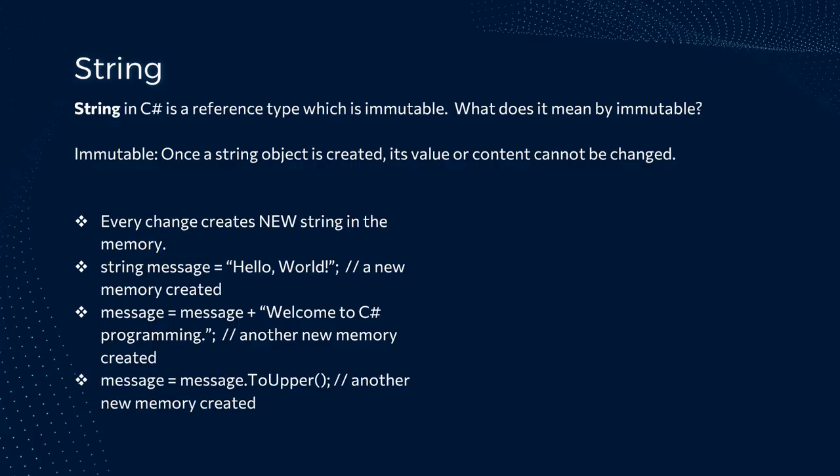And here you can also see, if you do message equal to message dot ToUpper, then again a new memory gets created. Now if you print Console.WriteLine message, you are just printing the last object. So what about the objects which are already created and are in memory? They remain there. So that is the problem.